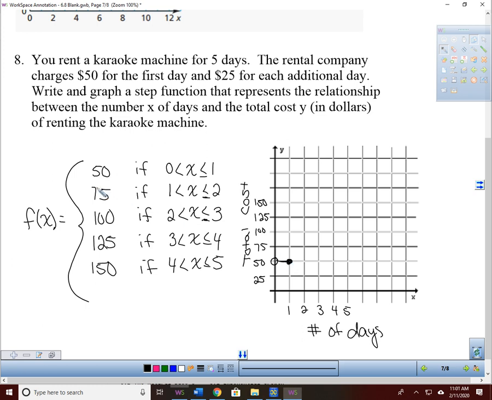All right, I'm at $75 between 1 and 2. So here's 1, here's 2. Open circle, closed circle. I'm at 100 between 2 and 3. So open, closed, connect. Open, closed, connect. Open, closed, connect.